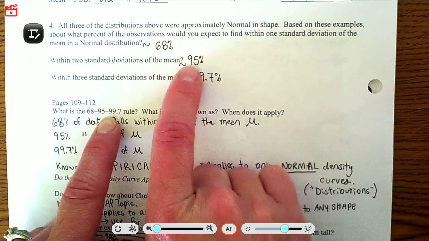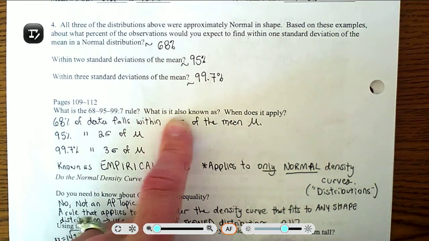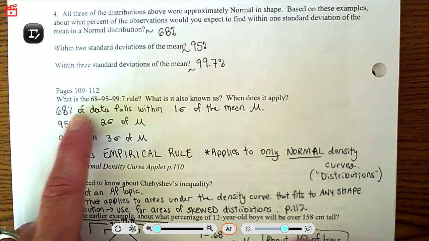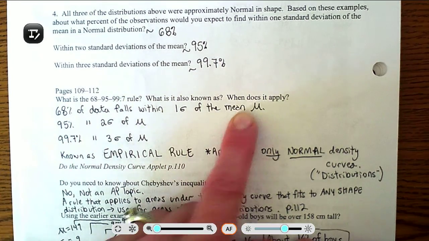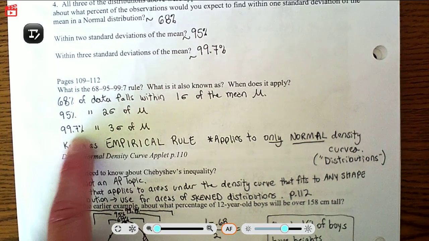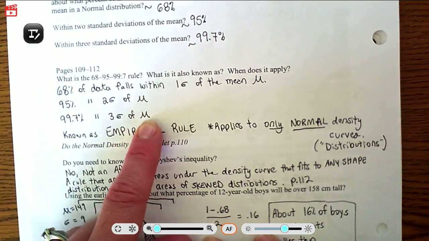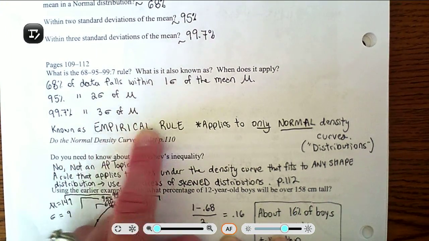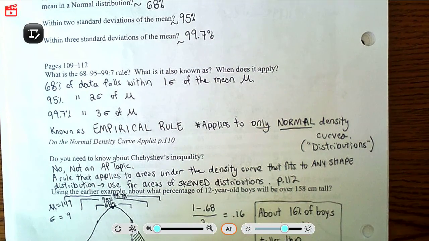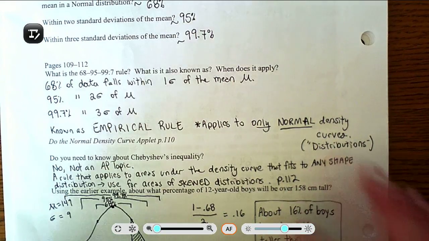So what is the 68, 95, 99.7 rule? What is it also known as, and when does it apply? It means that 68% of data falls within 1 standard deviation of the mean, 95% of data falls within 2 standard deviations of the mean, and 99.7% of data falls within 3 standard deviations of the mean. It is known as the empirical rule. It applies only to normal density curves, or normal distributions.